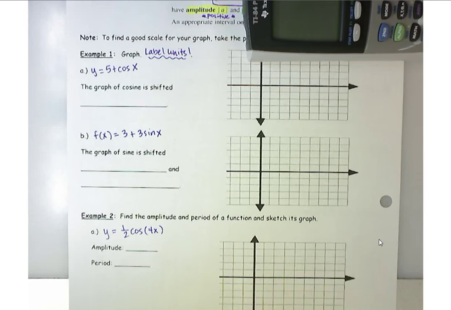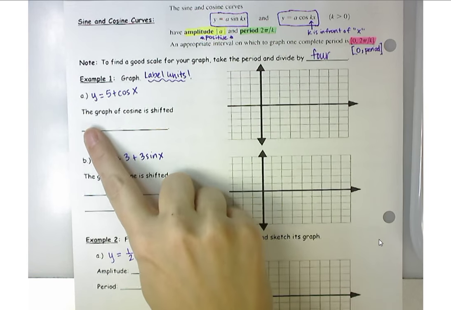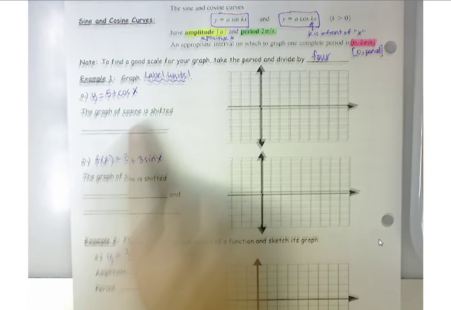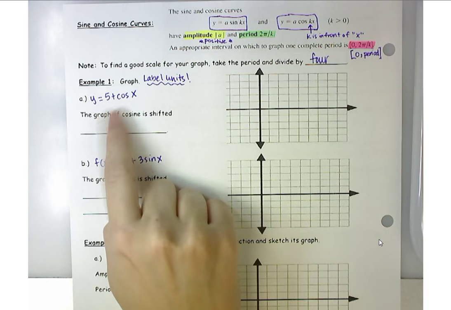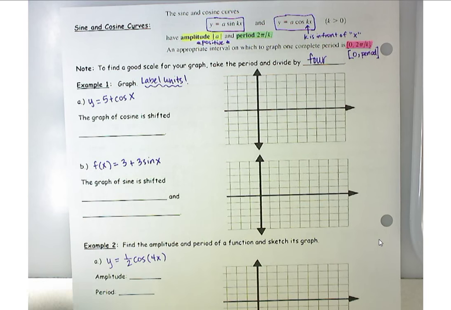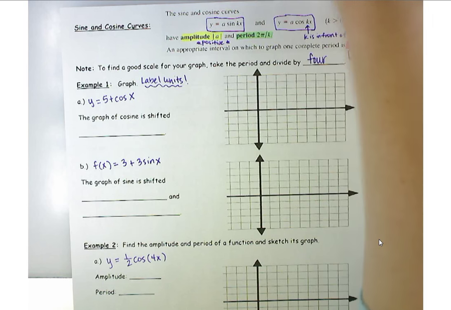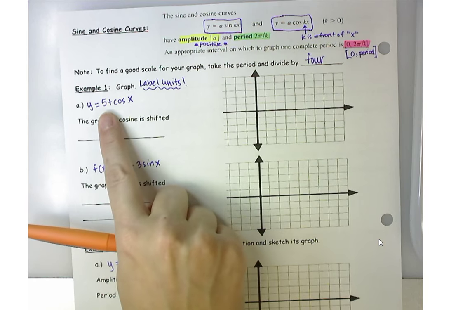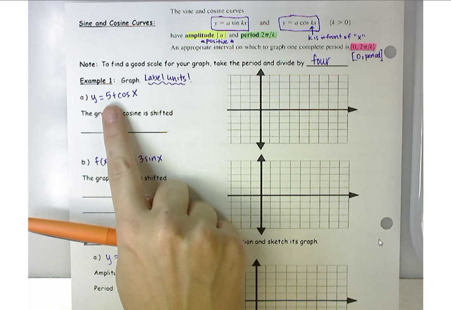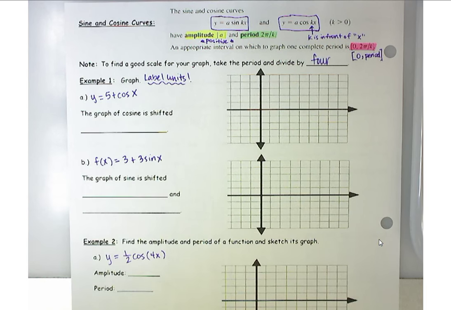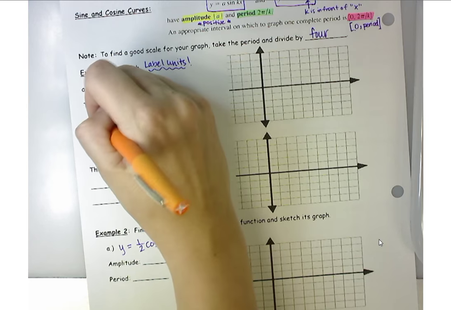Okay, so we're going to start part A with the fill in the blank. So the graph of cosine is shifted. So this is what you did yesterday on your packet. If you had the +5, what did that mean? Yeah, it's going where? Up. It's going up. How many units? 5. Okay, so this is being shifted 5 units up.